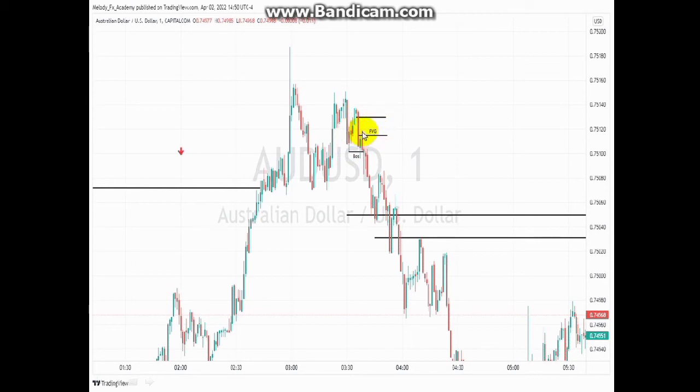So what you have to do is scale down through the time frames, 5 minute, 4 minute, 3 minute, 2 minute, and 1 minute, until you get your shift in structure. And once you get your shift in market structure on that particular time frame, you look for your imbalance. So this was where I got mine.